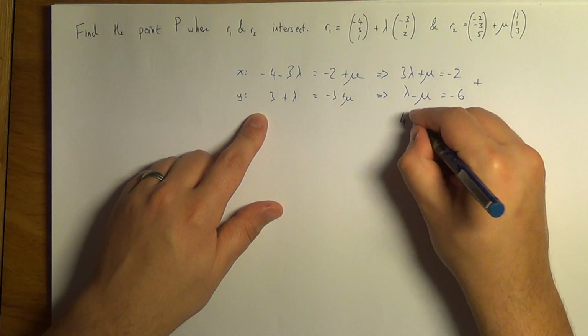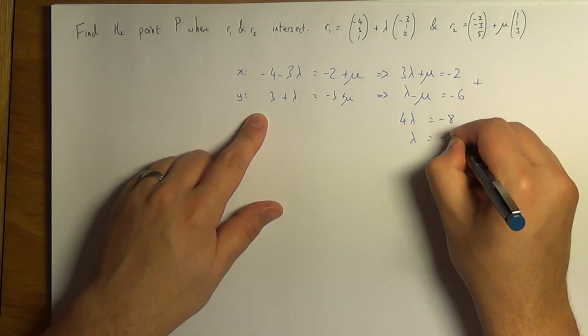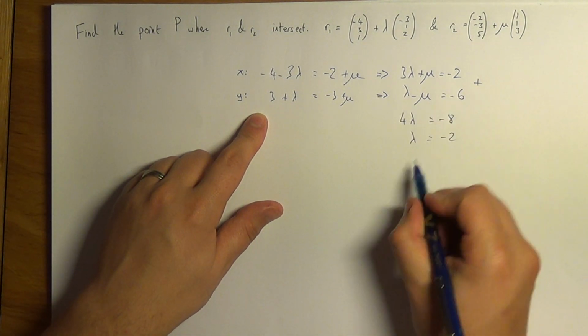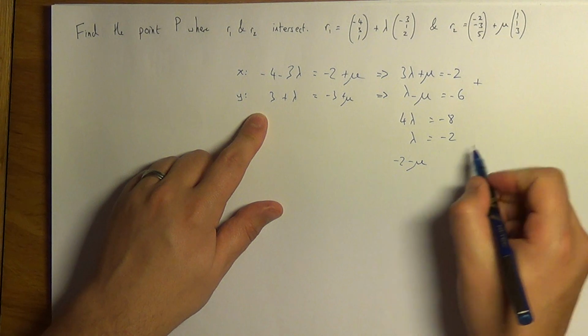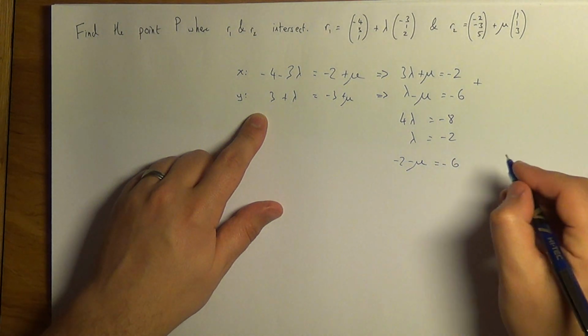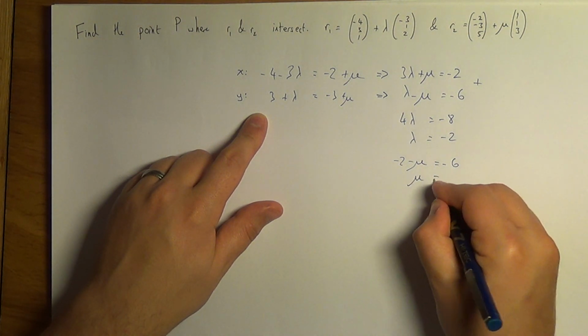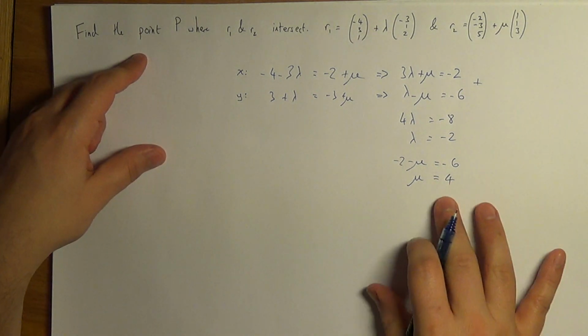we get. We get 4 lambda equals negative 8, so lambda is negative 2. Then in this equation we get negative 2 take mu equals negative 6, which I think means mu must be negative 4. No, it must be 4. Mu must be 4. And then we'll just check what point that gives us.